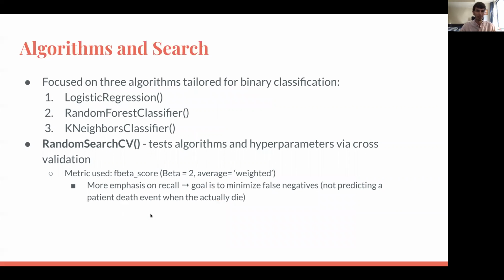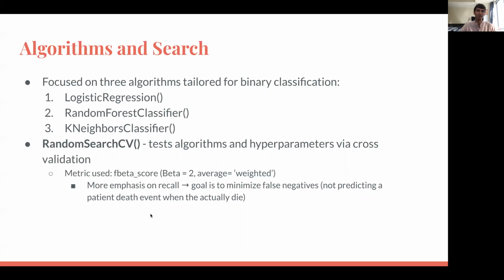So for my algorithms and search, I focused on 3 main algorithms that I learned in 621 and 699 that are geared towards binary classification. I looked at logistic regression, random forest classifier, and k-nearest neighbors classifier. And I use random search CV, which tests all these algorithms and ranges of hyperparameters via cross-validation of a metric. And the metric I used in this case was F beta score. And as you can see, I use average equals weighted, as I mentioned, for the class imbalances.